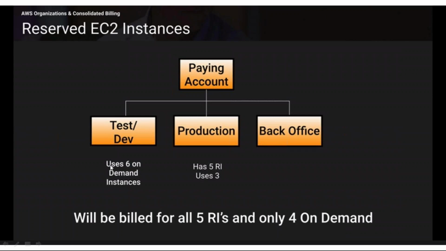Now, if you see, the test account is currently using 6 on-demand instances, and the production account is using 3 on-demand instances. But overall, we have purchased 5 reserved instances. Since they have been purchased in the production account, we can still share the cost saving of these 5 onto the test or the back office account as well. So now I will be billed only for the 6 plus 3, that is 9. 9 minus 5 becomes 4. So I'll be billed only for 4 on-demand instances, and the 5 reserved instances I'll be billed at the much cheaper cost at which I purchased them.